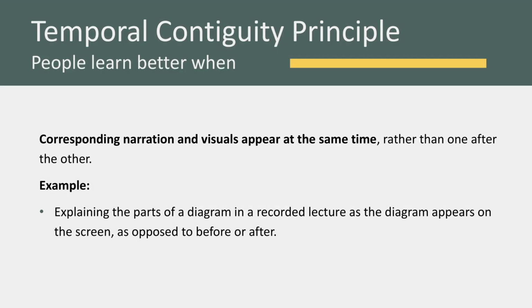Temporal contiguity principle. People learn better when corresponding narration and visuals appear at the same time, rather than one after the other. For example, an instructor explains the parts of a diagram in a recorded lecture as the diagram appears on the screen. As the instructor says, "This section represents this stage," that part of the diagram is shown. As opposed to the instructor first describing all the parts of the diagram verbally and only afterward showing the diagram.